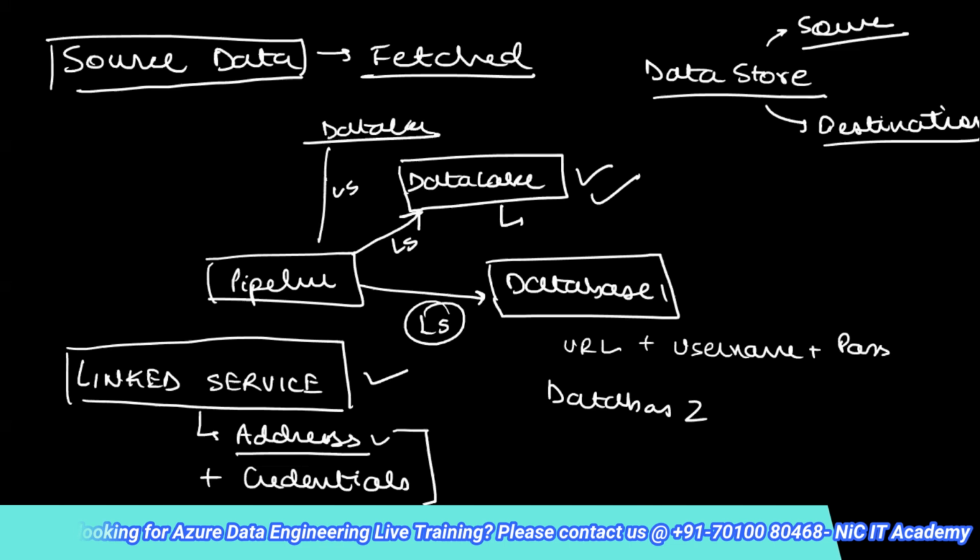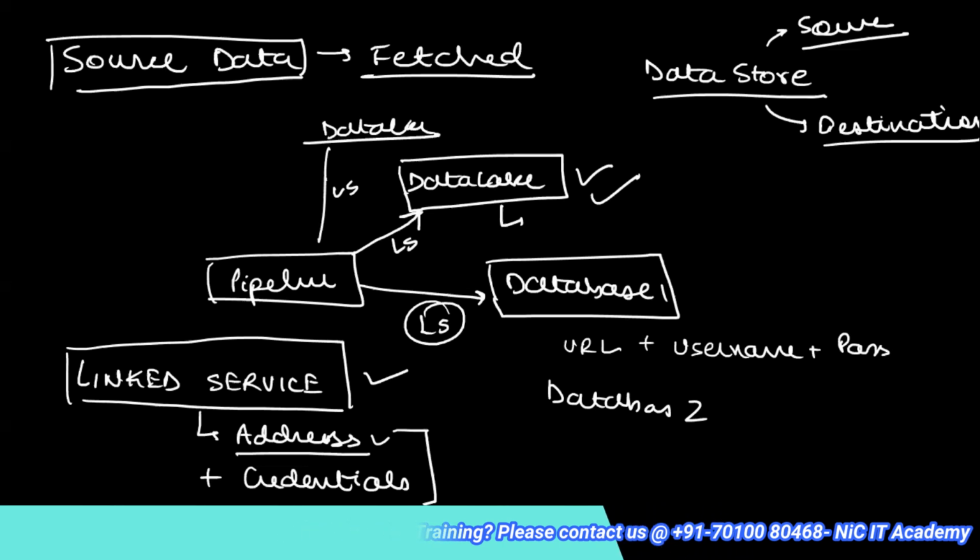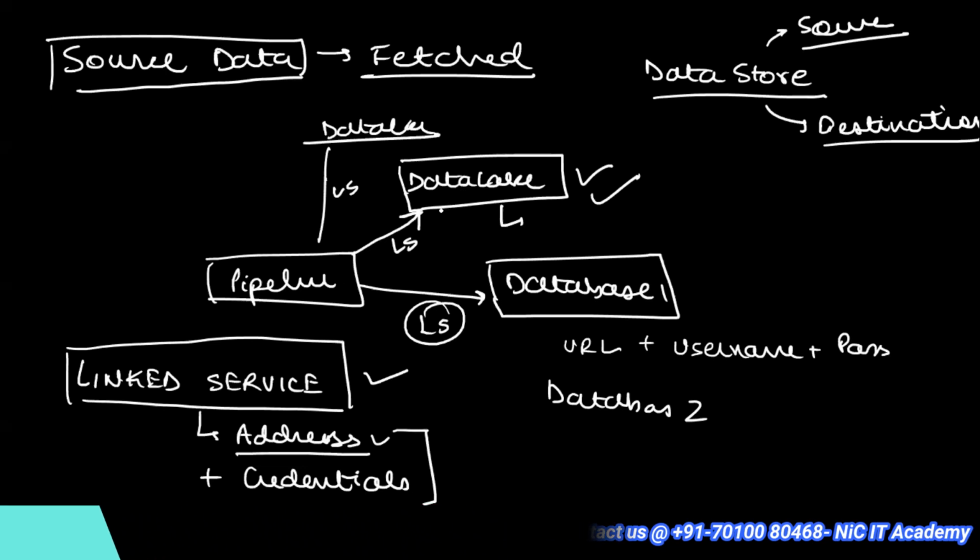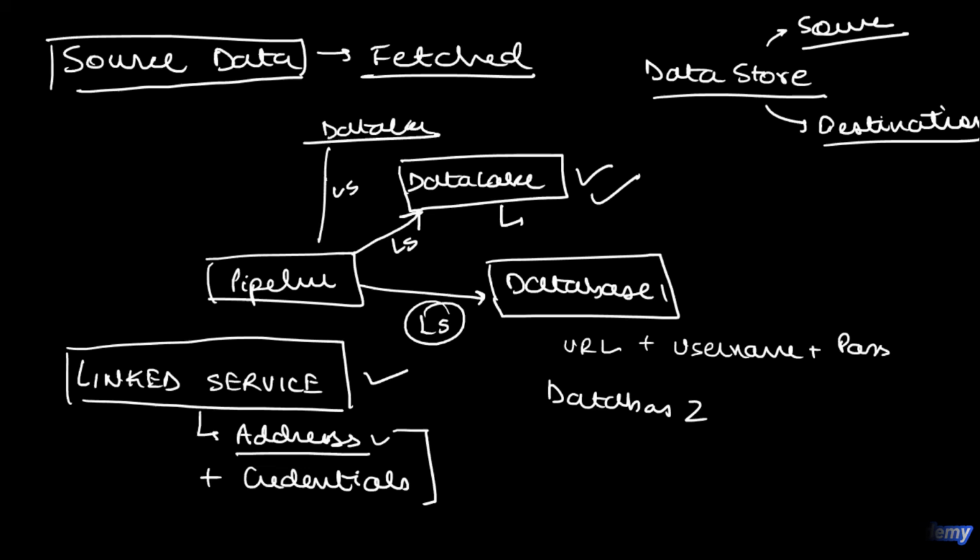So a linked service is used to connect to a data store. It will contain the address and the credential which is required for the pipeline to authenticate onto this data store and then ask for permission. So basically, by passing the credential, I'm just taking their permission to connect to them and take the data. So that is your linked service.